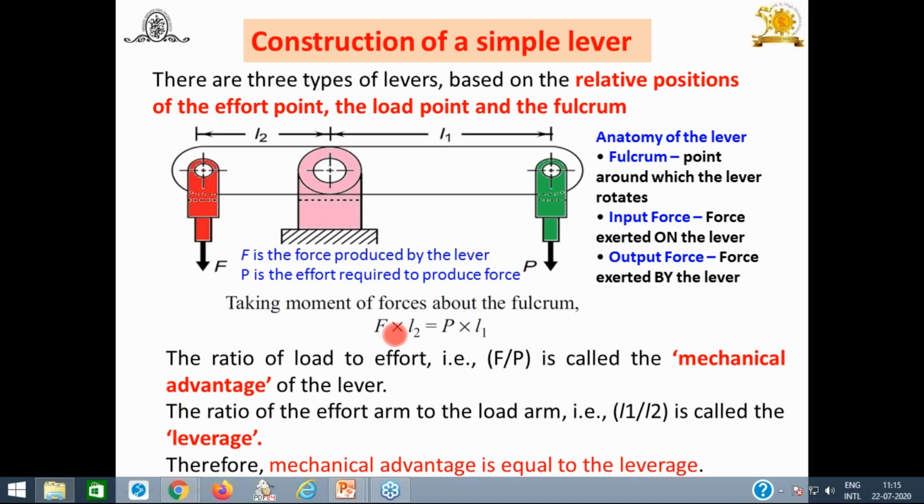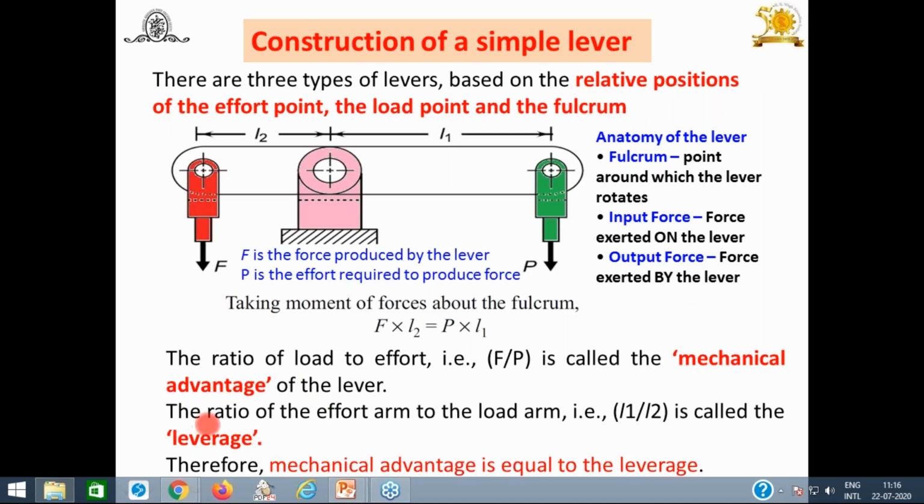Then the second term: F upon P is equal to, from this equation, L1 upon L2. L1 means effort arm, L2 means load or force arm. The L1 upon L2 is called the leverage. Try to understand, the two terms are new. Mechanical advantage means ratio of load to the effort, and leverage means effort arm to the load arm. Yesterday we conducted a poll on these two simple questions, but 30%, 40% of students did not answer correctly.